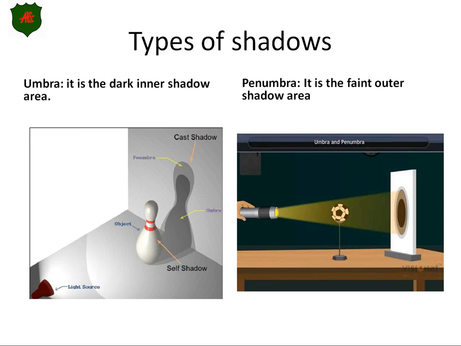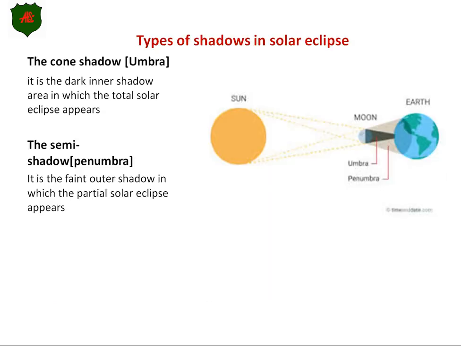And there is another type of shadow, which is a faint outer shadow, and you can see both types of shadows in both pictures. So there is a dark inner one and a faint outer one. The dark inner one is called umbra, and the faint outer one is called penumbra. So why do we need to discuss this? We need to discuss this because these two types of shadows are formed as well in the case of the solar eclipse.